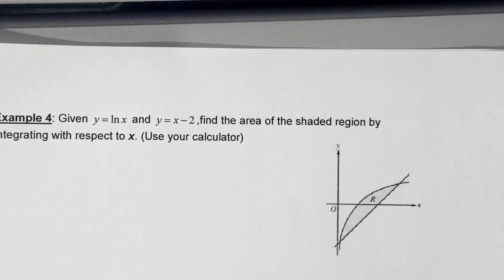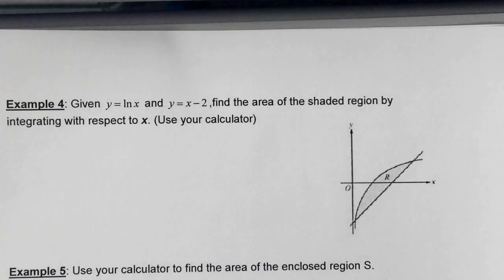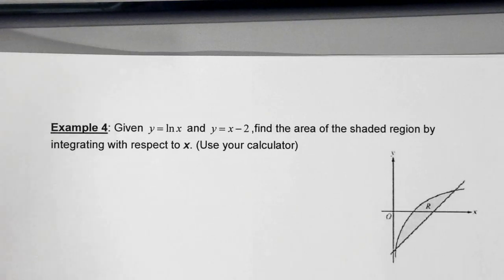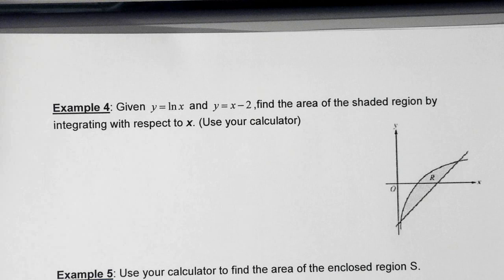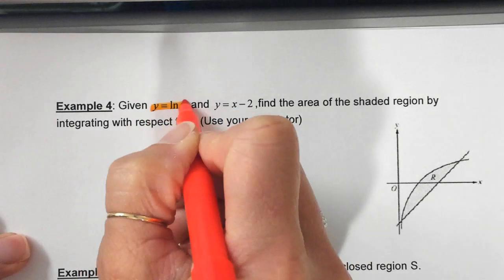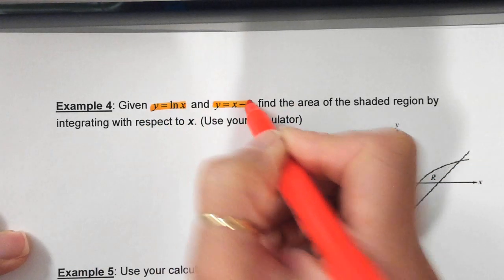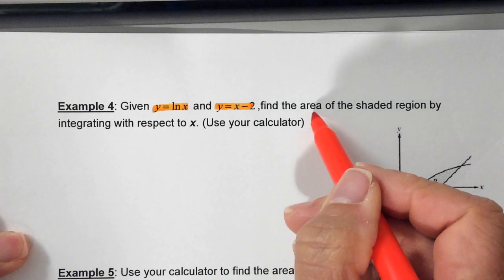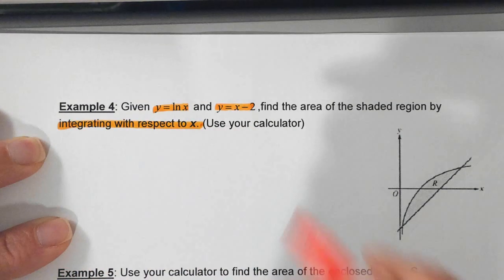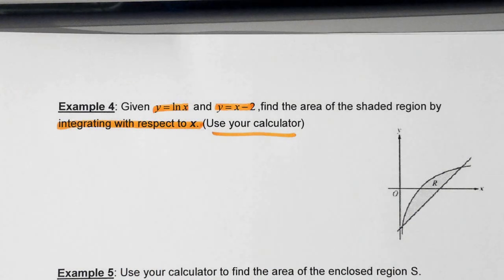In our last page, we're doing the same thing. They've given us the graphs, all except for one. And this is the set of directions that you would see if you knew both with respect to x and with respect to y. So in example 4, it says, given that y is equal to the natural log of x and y is equal to x minus 2, we want to find the area of the shaded region here by integrating with respect to x. And it says use your calculator, so that's good news.